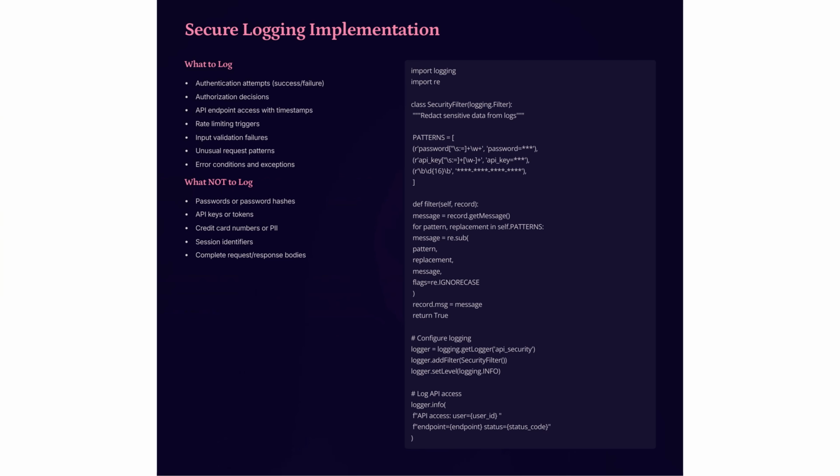Log authentication attempts, authorization decisions, and API access with timestamps. Avoid logging sensitive data like passwords, API keys, or personally identifiable information. Use a security filter to redact sensitive information from logs, ensuring compliance and security. Implement logging with a focus on capturing relevant events while protecting user privacy and maintaining data integrity.